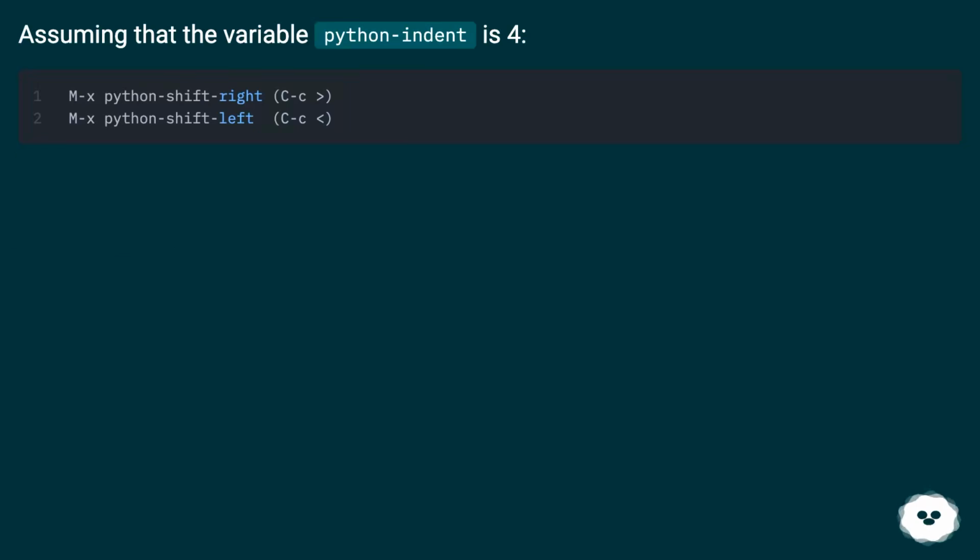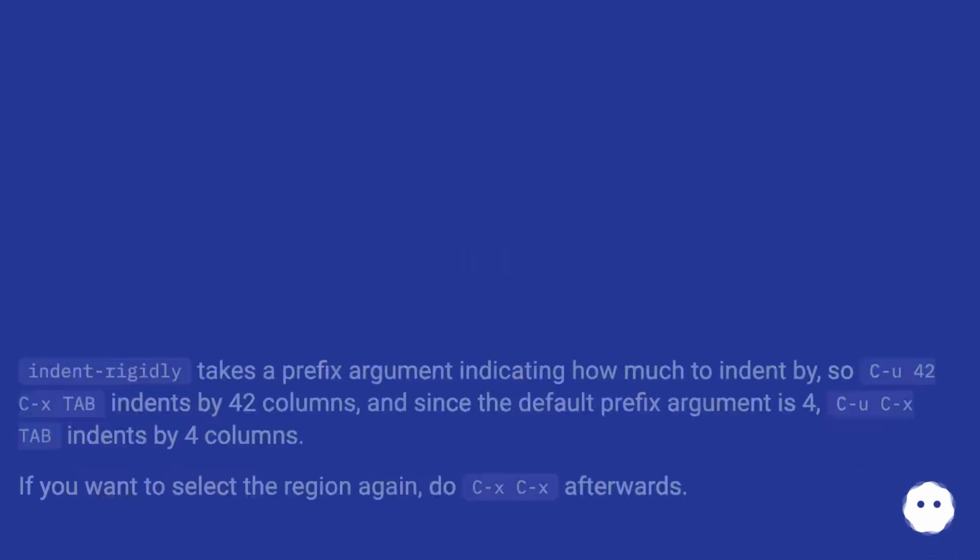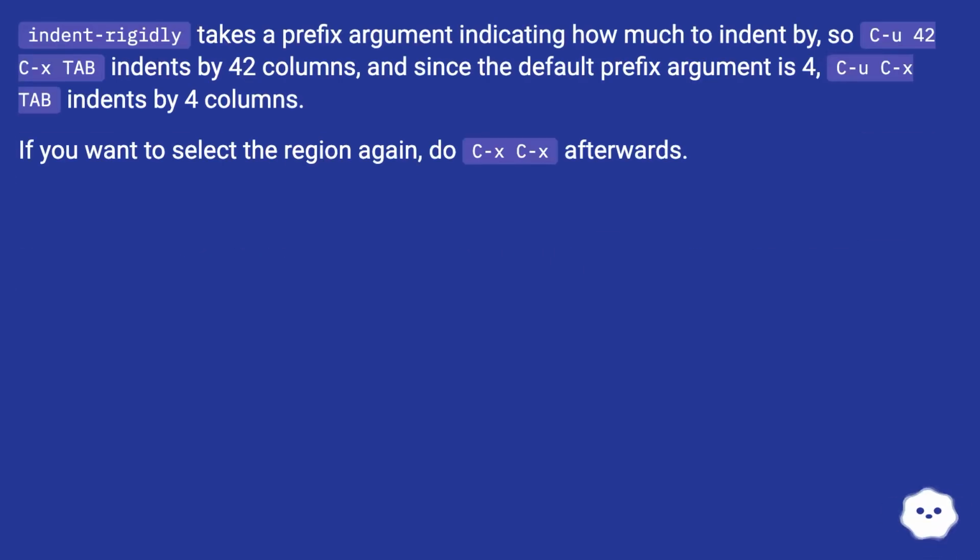Assuming that the variable python-indent is 4. Indent rigidly takes a prefix argument indicating how much to indent by, so C-u 42 C-x TAB indents by 42 columns, and since the default prefix argument is 4, C-u C-x TAB indents by 4 columns. If you want to select the region again, do C-x C-x afterwards.